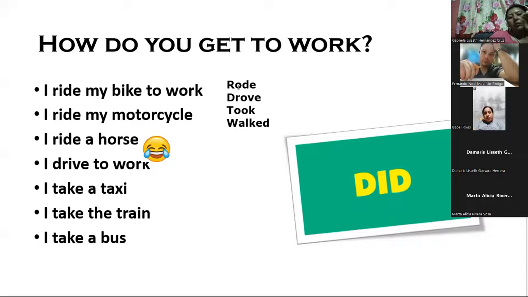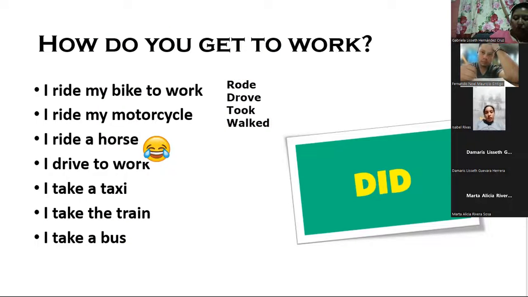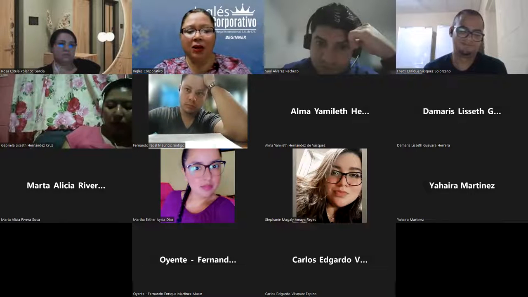Esos son los verbos que vamos a usar cuando alguien nos pregunta, how do you get to work? En pasado, how did you get to work? I rode my bike. I drove, I took a taxi, I took the train, I walked. Okay, let's go to the manual. Sí se comprende lo que hemos visto, ¿verdad?